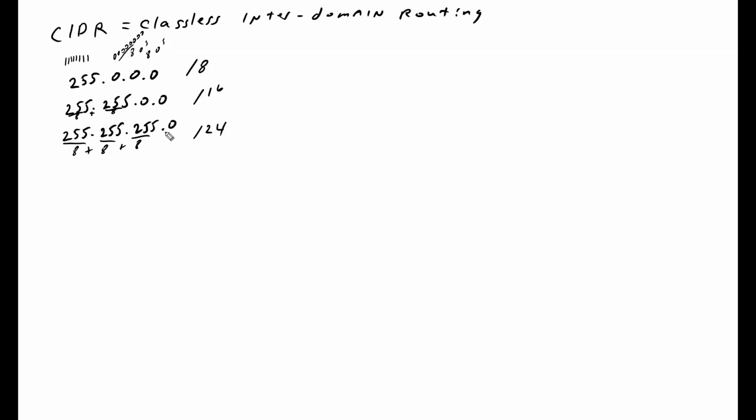Let's look at one like this, for example. Okay, I have 8 ones here. I've got 8 ones here. I have 4 ones over here. Well, 8 plus 8 plus 4 is equal to 20. So I would designate this as a /20, like that. Let's just do a couple of them just to sort of get the hang of it.